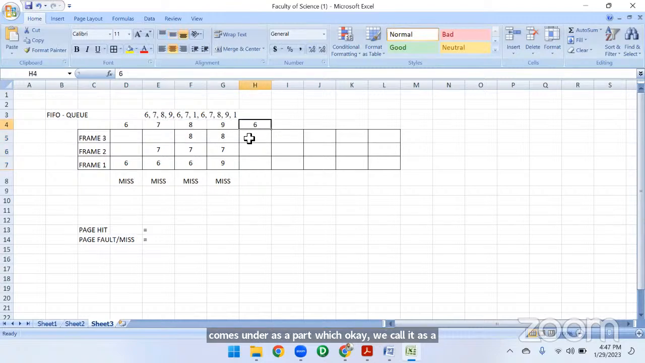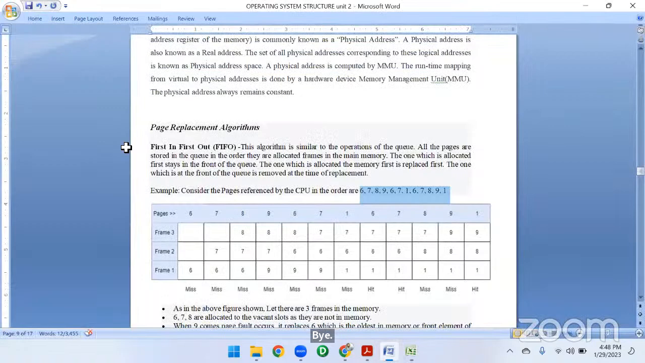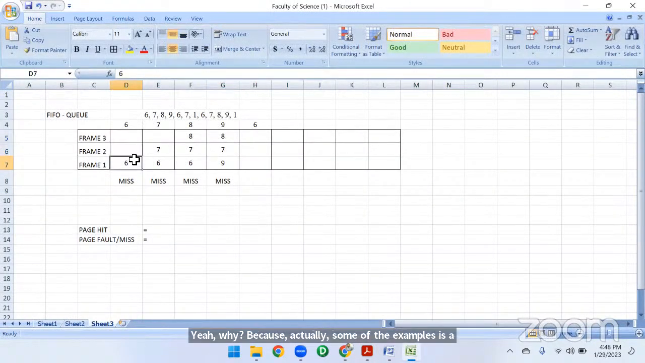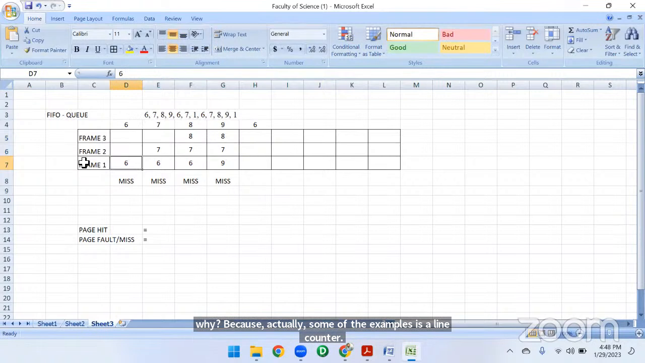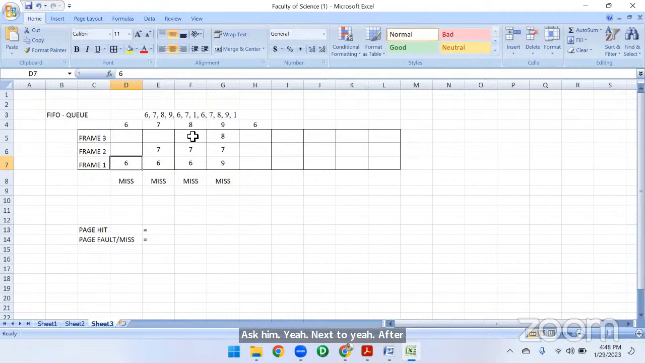Right now 6 is also coming. Actually, we already have a 6 here, but previously the 6 has been replaced with 9. Why? Because, suppose for example, this is a line counter. First the person with number 6 has come here. Next after him, person 7 has come here. After him, person 8 has come into that line.